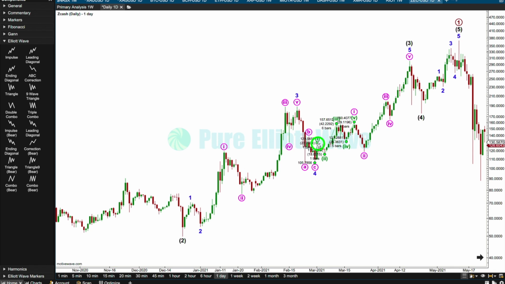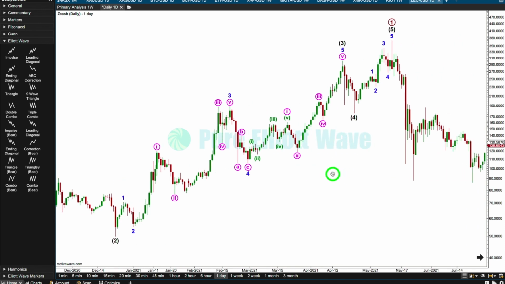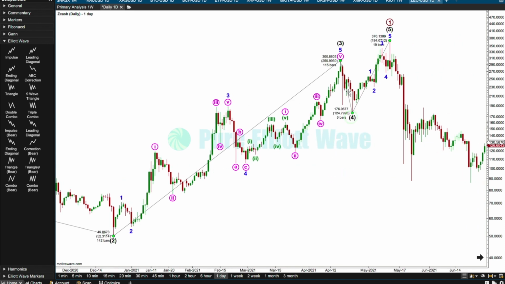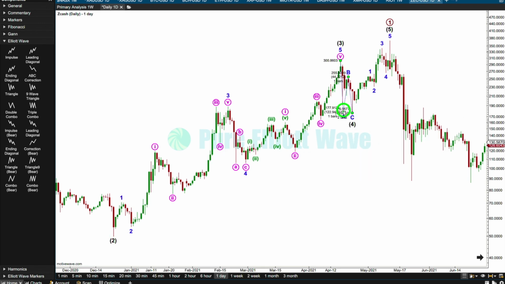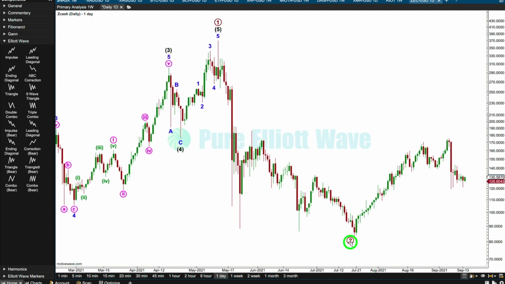I think 1 ended there, 2's an expanded flat. I think 3 probably ended up here, 4's a little zigzag. This is looking like it has enough volume for reasonable looking Elliott wave structures at this stage. So that can be part of my exit strategy if I think this is a good investment opportunity and I haven't got there yet.